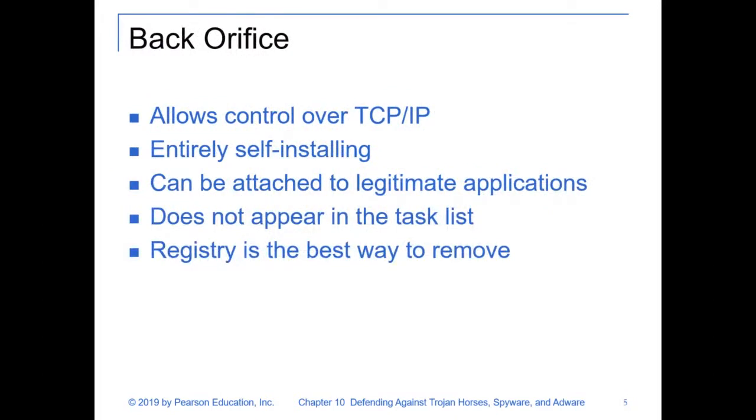One of the backdoors that can be installed is Back Orifice. This allows control over TCP/IP. It's entirely self-installing. It can be attached to legitimate applications. It will not appear in the task list. One of the ways to remove this is through the registry. That's the best way to remove it, and your book actually walks you through step-by-step how to remove this.